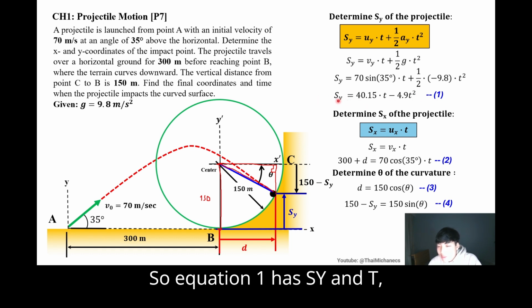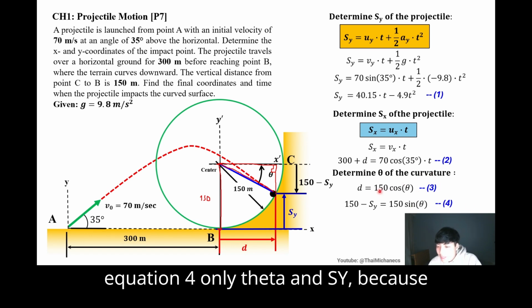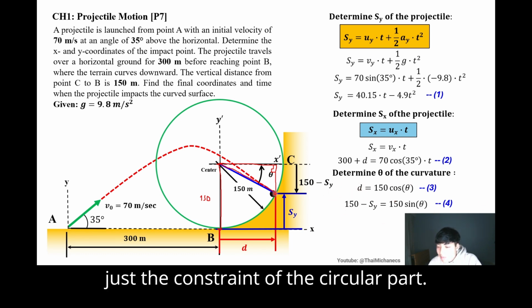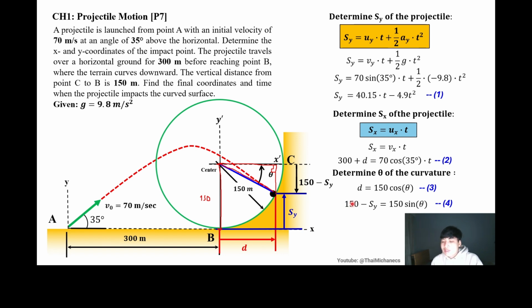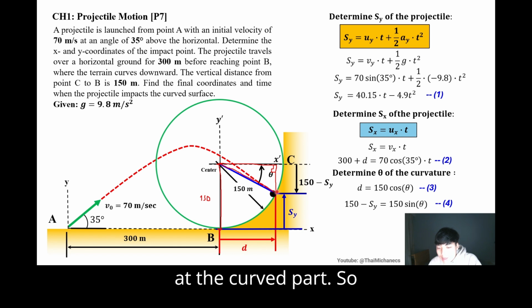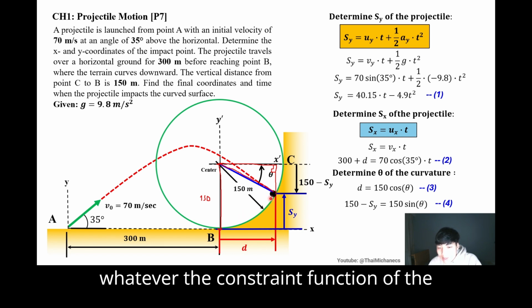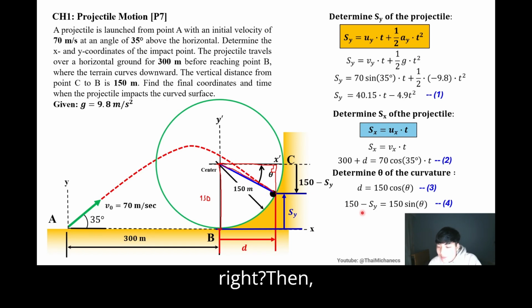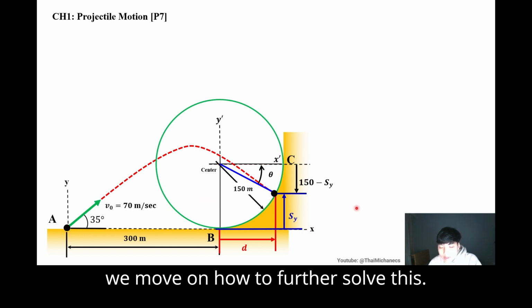Equation 1 has sy and t, equation 2 has d and t, equation 3 only theta and d, equation 4 only theta and sy. Those two don't depend on time, they are just the constraint of the circular path. Because the impact point lies on the curved part, it should follow whatever the constraint function of the curve is. Makes sense, right? Then we move on to how to further solve this.